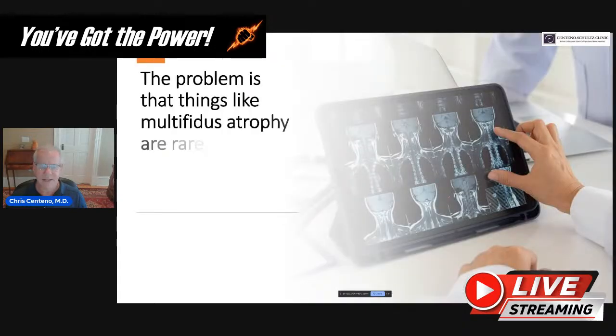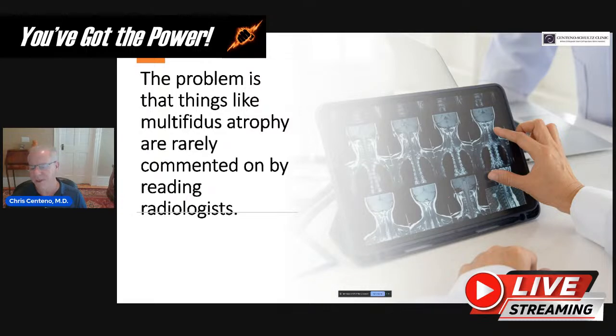So, as I said, the problem with this is that reading radiologists, even though this stuff is common, rarely put it on their reports. And so most of the people that have this, whether it's in the neck or low back, don't know that they have it.